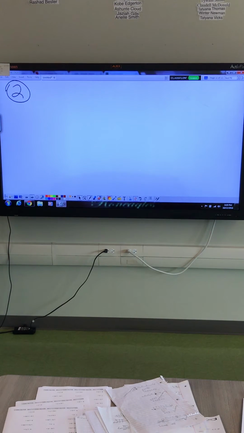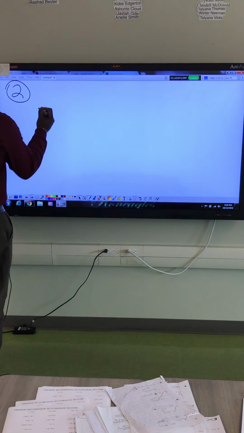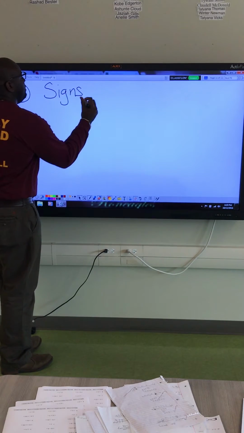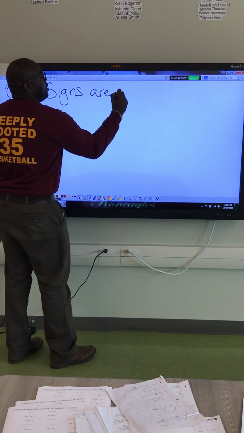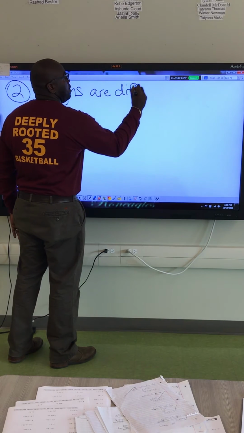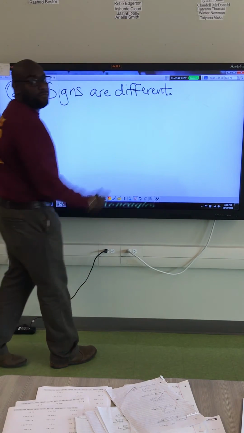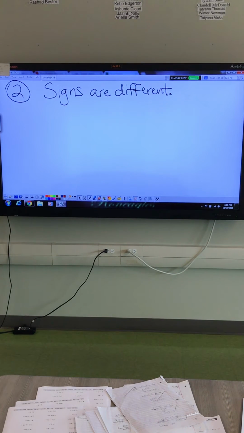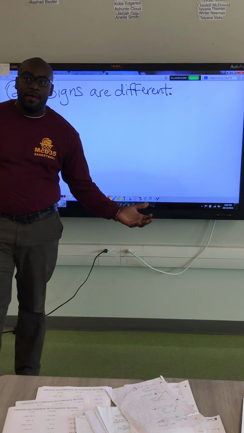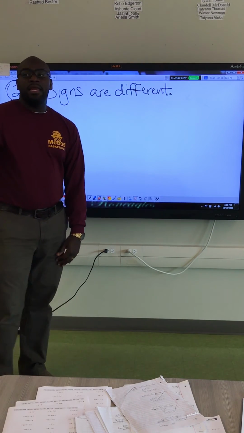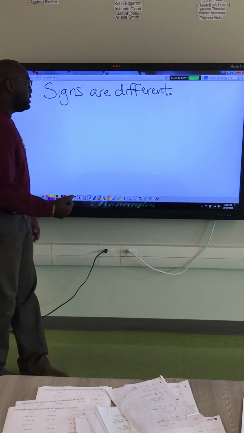What's the second rule? You all tell me. The signs are different. This is where it becomes tricky. If the signs are different. What is different signs? Different signs is -5 plus 6. 8 minus 3. Yes, 8 minus 3 is different signs.